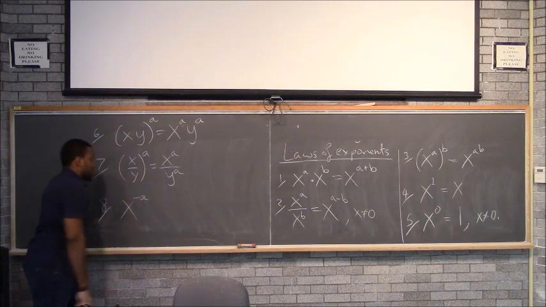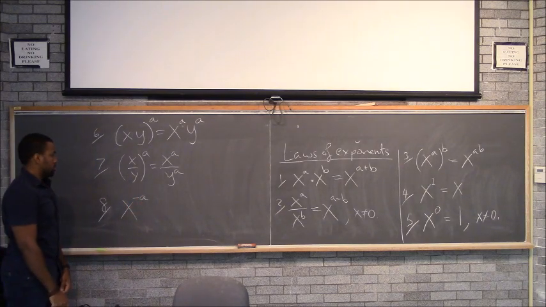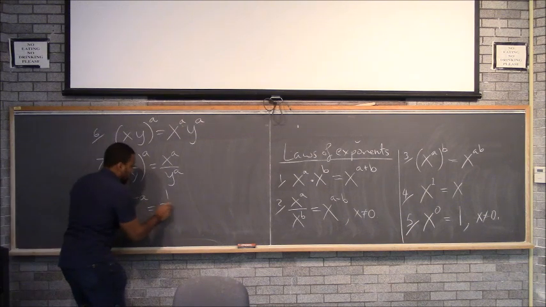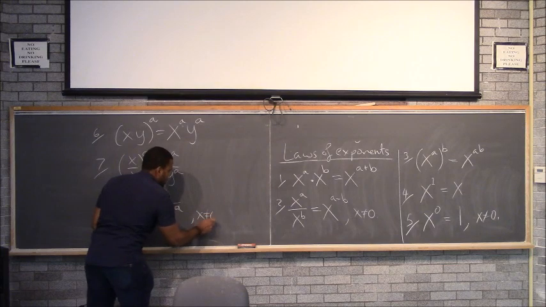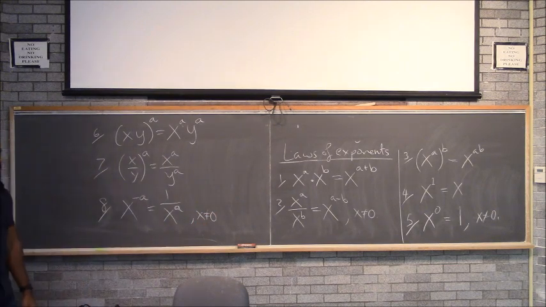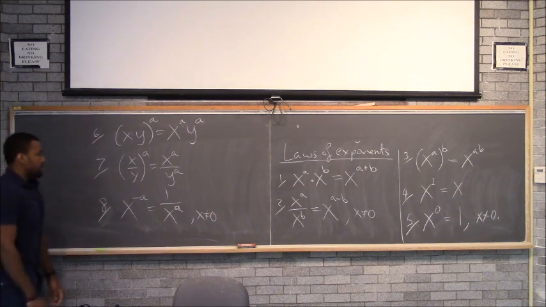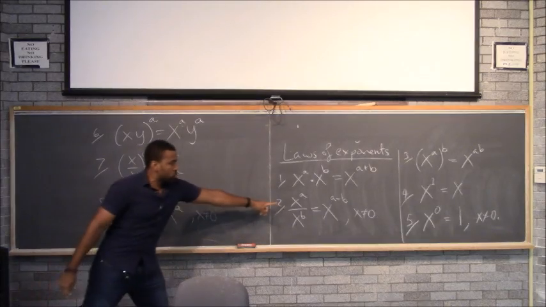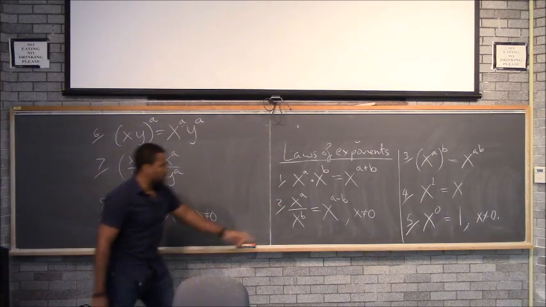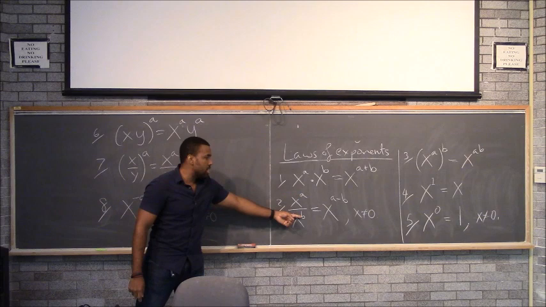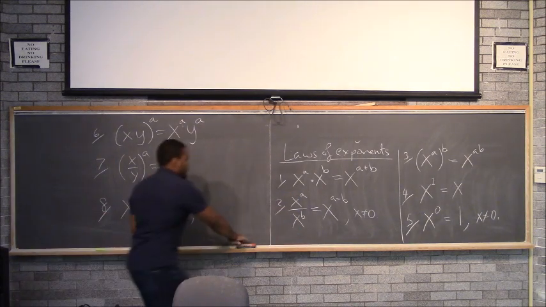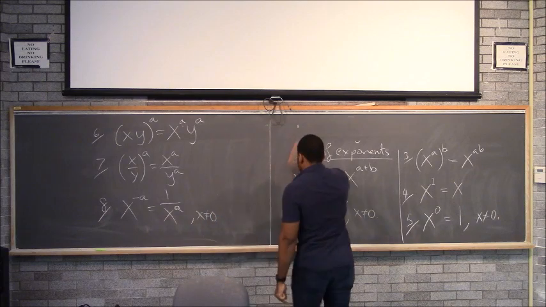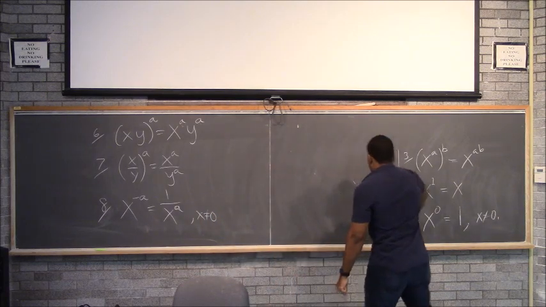x to the negative a, what does that mean? 1 over x to the a. And again, because there's division here, x cannot be 0. So that's another one. And again, you can use this rule to prove that. If you plug in a equals 0 and b equals a, you would immediately get this as a result. And of course, we can't divide by 0, so that's not a thing.